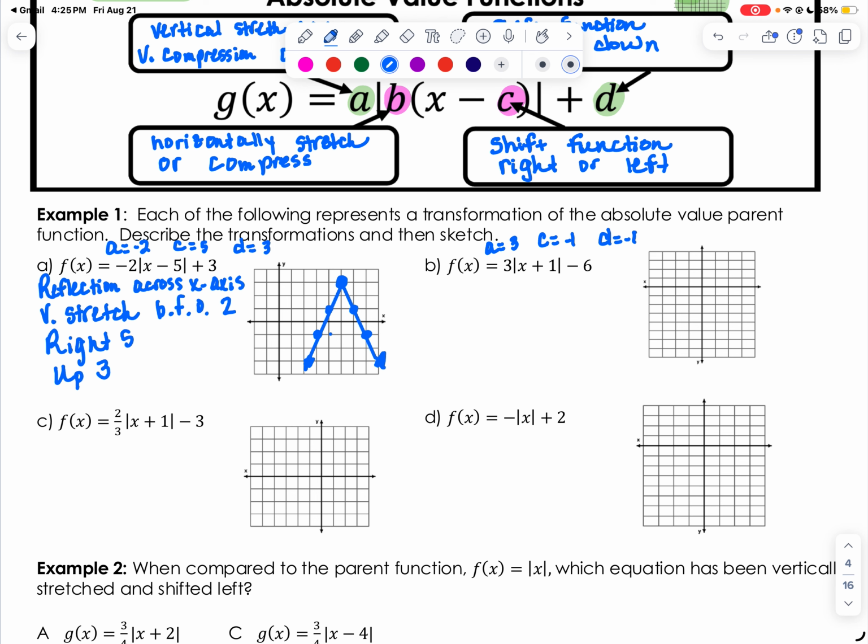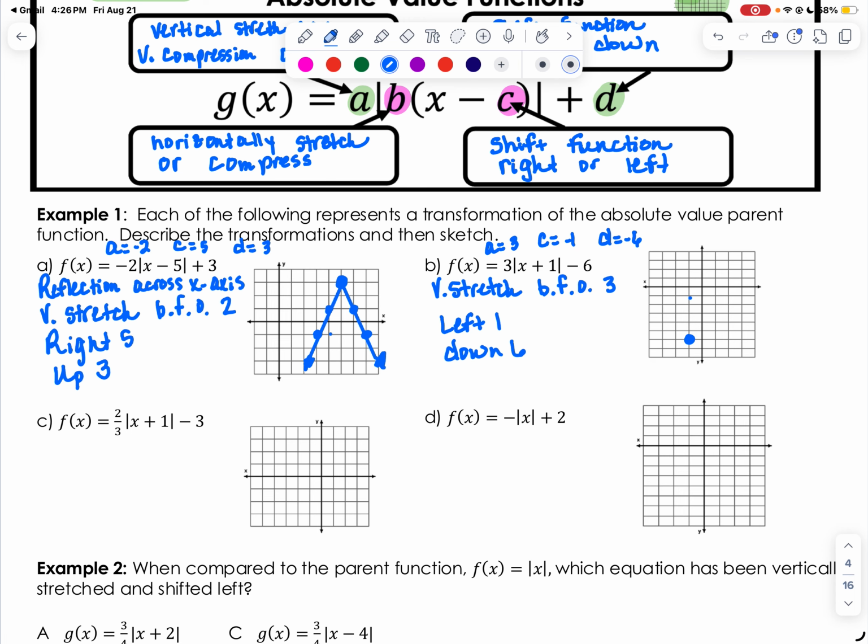Because our A value is +3, that's going to vertically stretch the graph by a factor of 3. Because C is -1, it's going to move our graph left 1. And because D is -6, it's going to move down 6. Remember, our parent function started at 0, 0. But this graph is moving left 1 and down 6. 1, 2, 3, 4, 5, 6. So my new vertex is going to be at -1, -6.